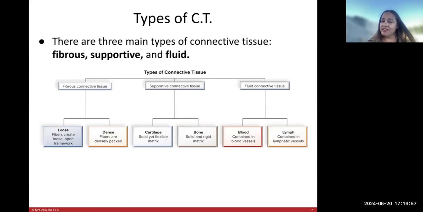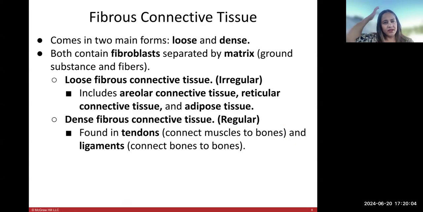There are 3 main types of connective tissue. There's fibrous, there's supportive, and there are fluid. Fibrous comes in 2 main forms, loose and dense. Both contain fibroblasts, which are separated by the matrix, that ground substance, as well as fibers. Loose fibrous connective tissue, sometimes called irregular connective tissue, includes areolar connective tissue, reticular connective tissue, and adipose tissue.